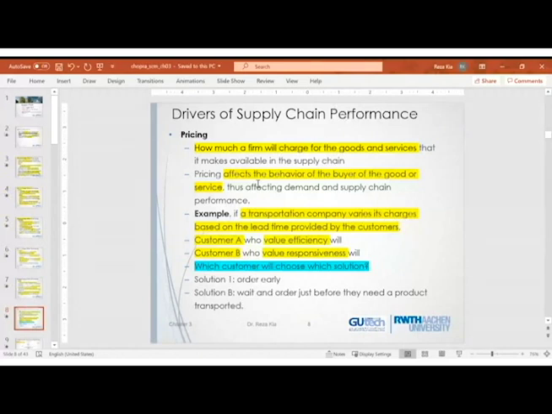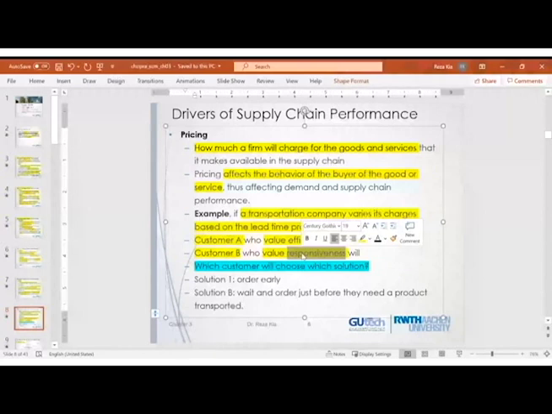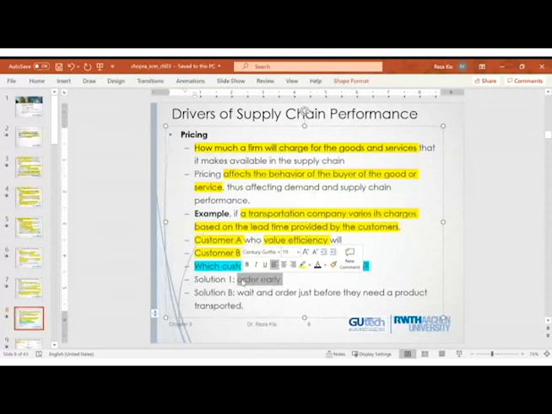And let's assume that you have two customers. For Customer A, efficiency is important. What is efficiency? It's cost. Customer B cares about responsiveness, so it means that they care more about the appropriate lead time. So if I ask you which customer will choose which solution, here we have two solutions. We can order early. It means that you can order now, maybe 3 months earlier, and then your product could be shipped by a vessel from Europe to Oman.